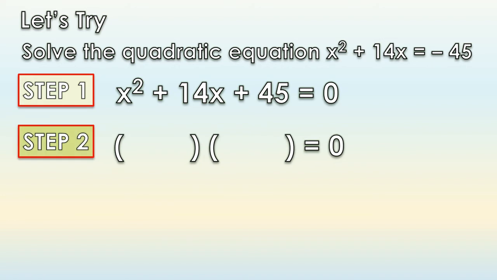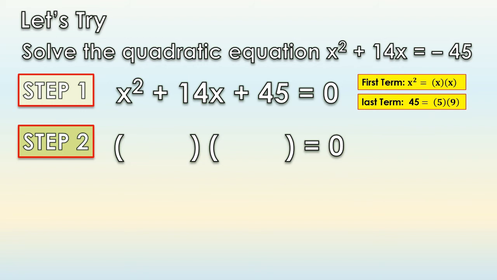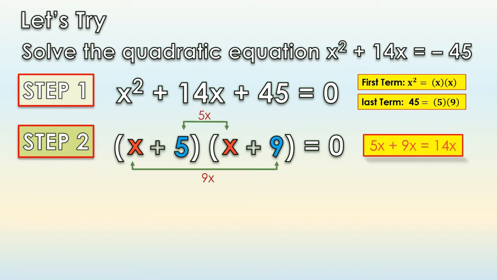Step number 2. Factor the quadratic polynomial. When factoring the quadratic polynomial, we're going to consider the factors of the first term and of course the factors of the last term. The first term can be factored as x times x, and the last term can be factored as 5 times 9, which is equal to 45. To check for the factors, the middle term of the quadratic equation must be equal to the sum of the product of the inner terms and the outer terms of the factors.